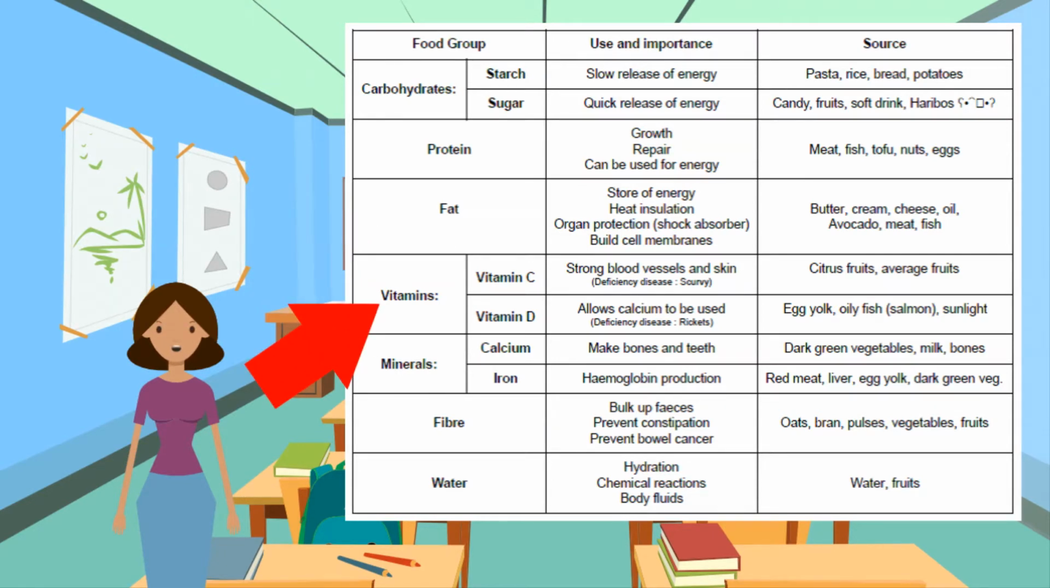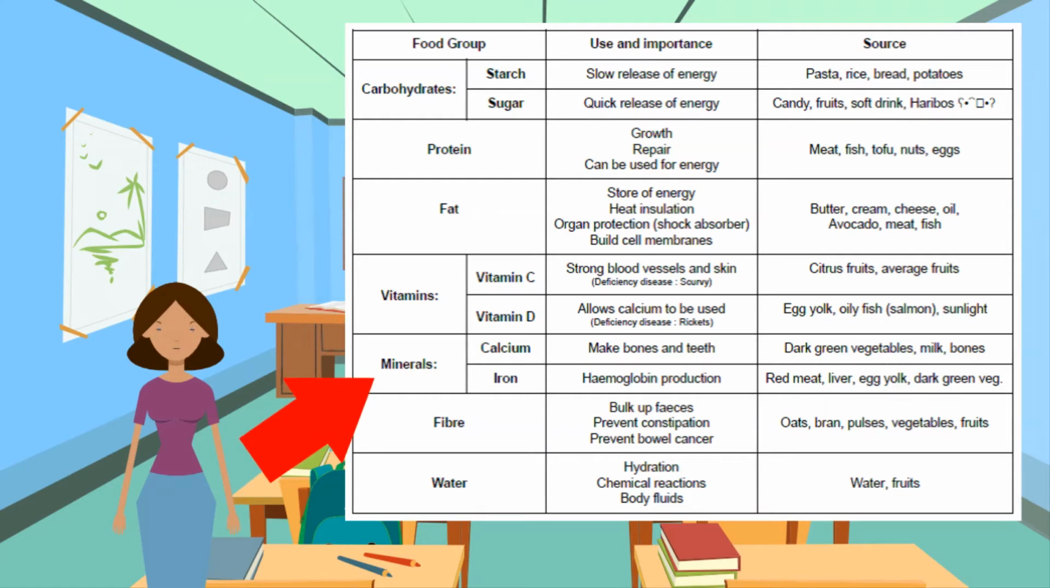Moving on, vitamins. We will only look at 2 vitamins here. Firstly, vitamin C. Vitamin C is important because it promotes strong blood vessels and skin. It is found in citrus fruits, average fruits. Secondly, vitamin D. Vitamin D is important because it allows calcium to be used. It can be found in egg yolk, oily fish, for instance, salmon, and sunlight.